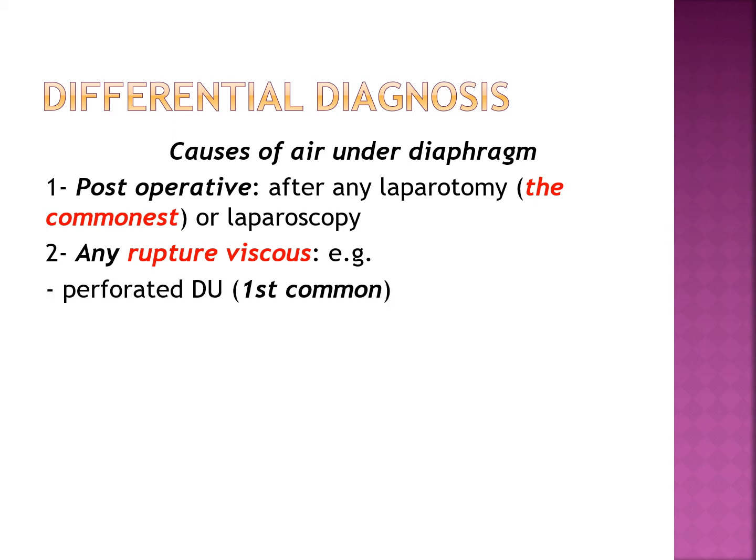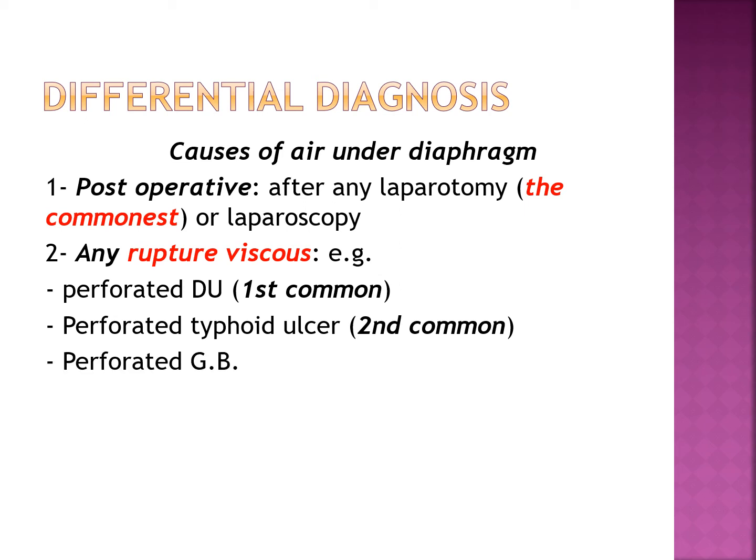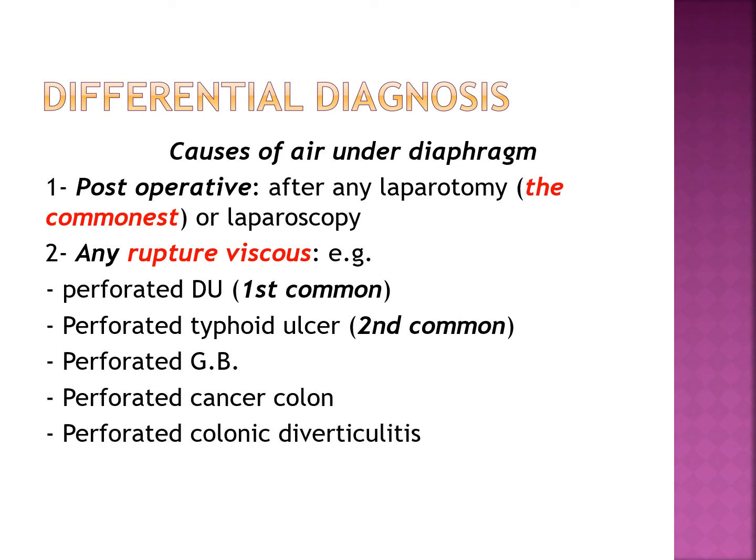The second commonest cause is ruptured viscus, especially a perforated ulcer, which is the commonest cause, followed by typhoid ulcer as the second cause. Perforated gallbladder and perforated cancer colon or perforated colonic diverticulum come next, but they might not be presented by air under diaphragm, and even perforated appendix is usually not presented by air under diaphragm.